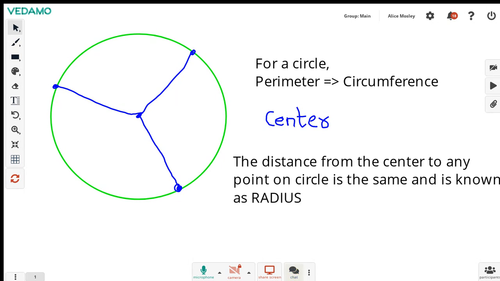So please write that down. The distance from the center to any point on the circle is the same and is known as the radius. So this is the distance. Let's call the center C. If I go from C to any point, this is the radius.